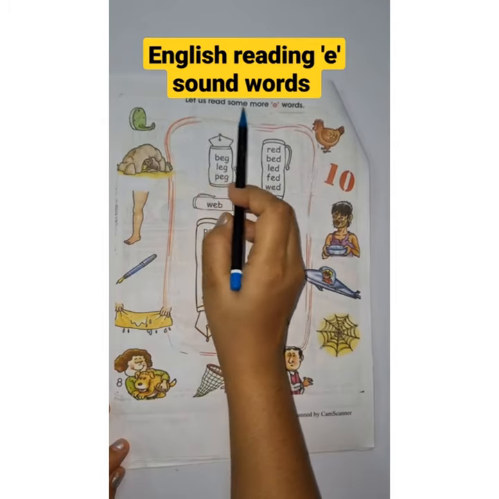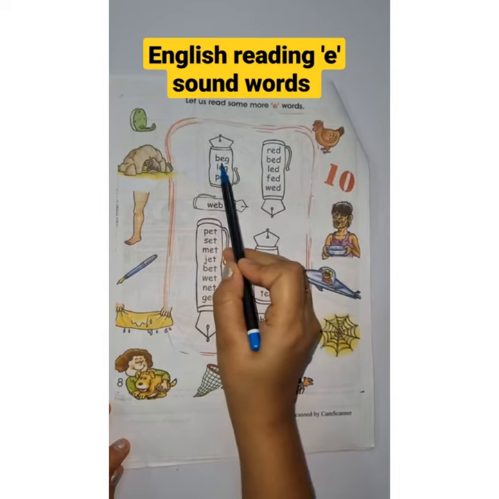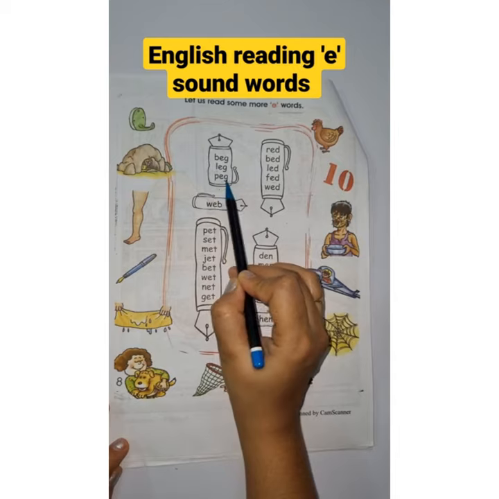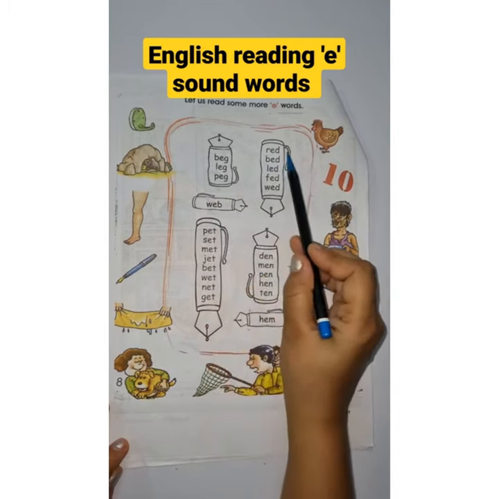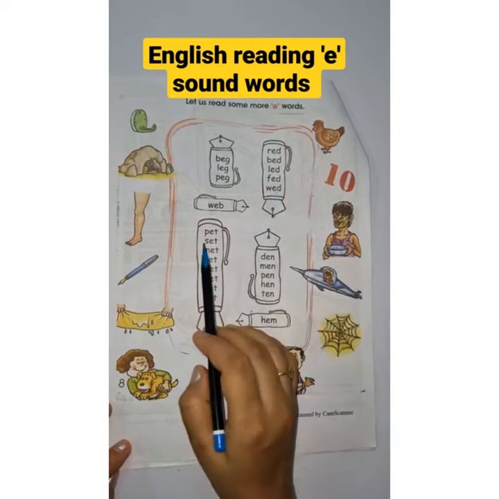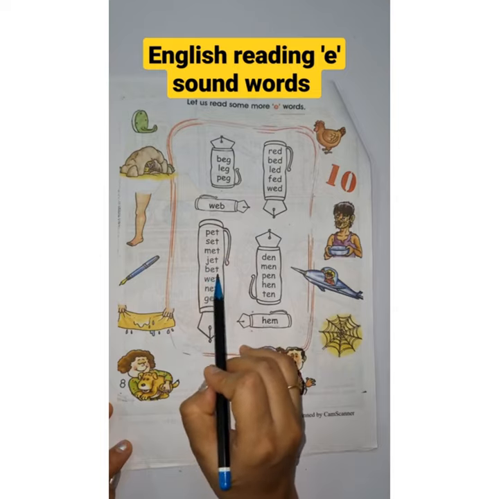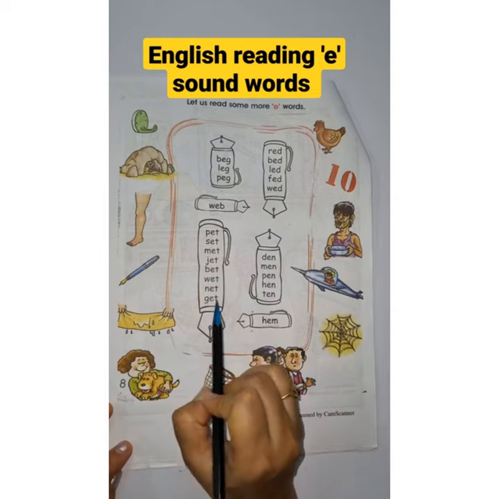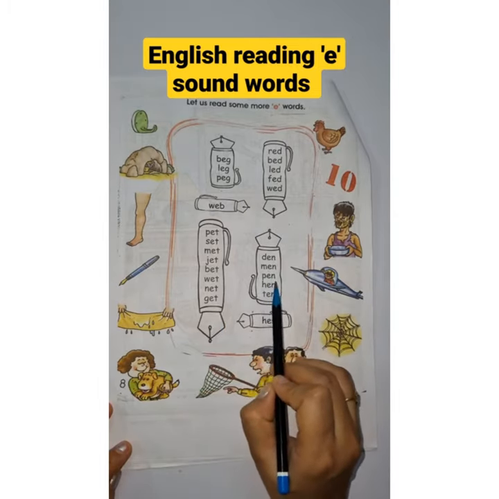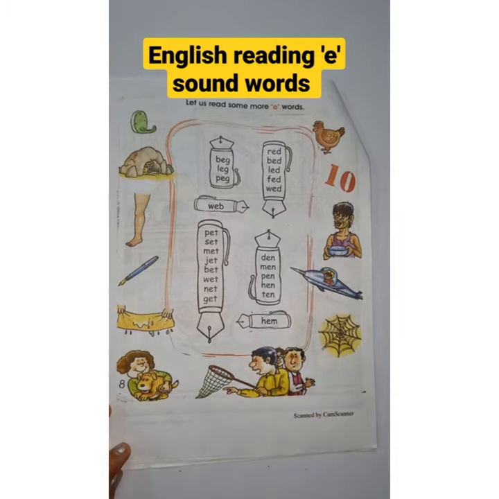Let us read some more E words. The sound of E is e. Bag, leg, peg. Web, red, bed, lead, fed, wed, pet, set, met, jet, bet, vet, net, get, den, men, pen, hen, ten, hem.